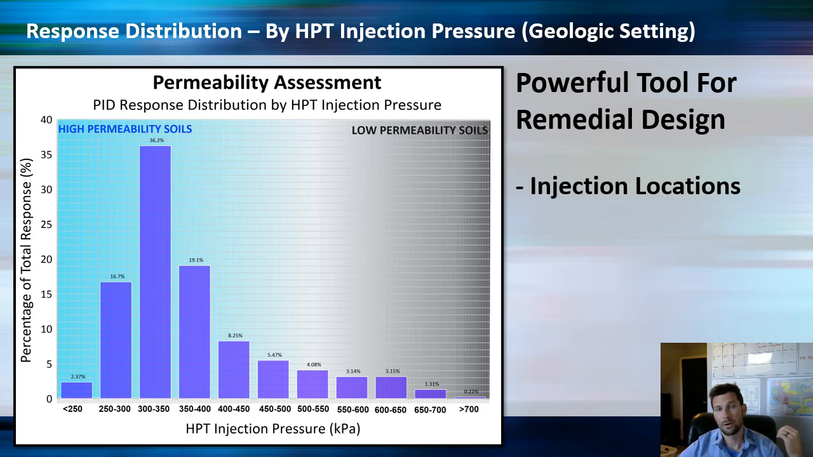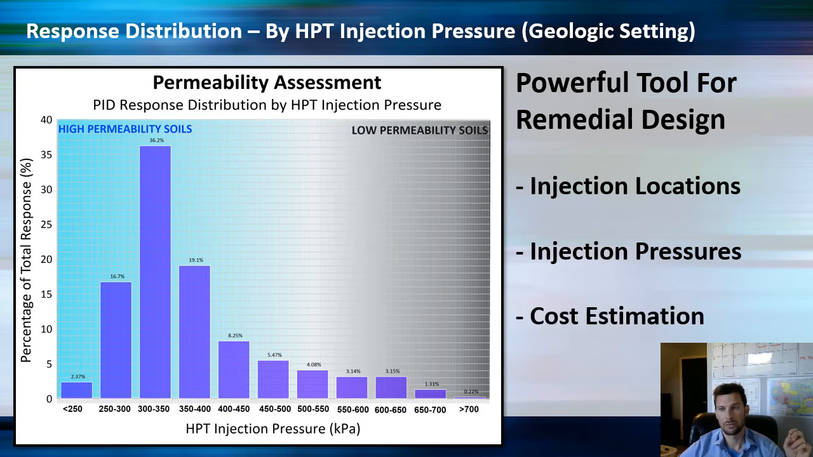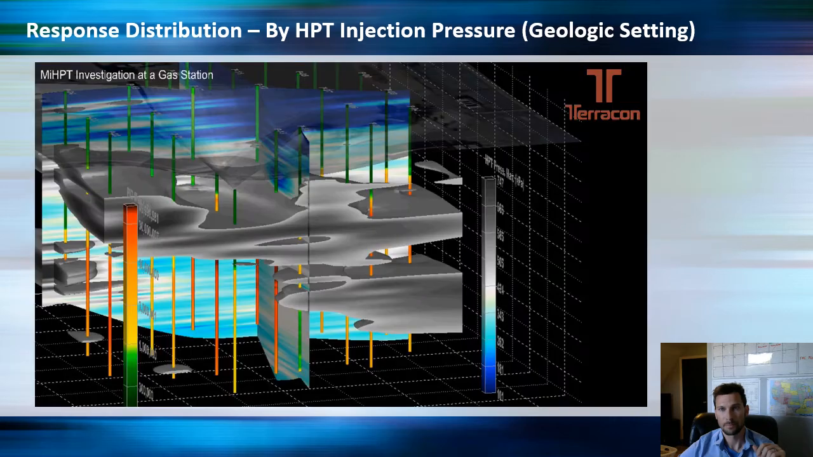It can help you figure out injection locations, injection pressures for sure. These could obviously be figured out as PSI, and you could figure out your injection pressures. And then, of course, for cost estimation, not only helping you figure out which remedial technology you want, but how much contamination we're dealing with.